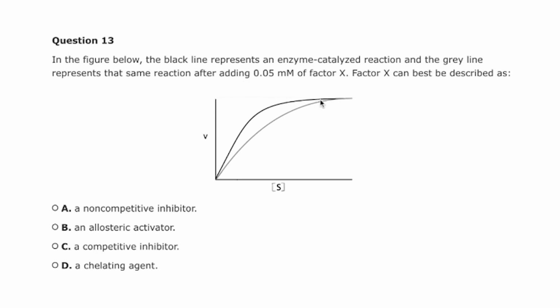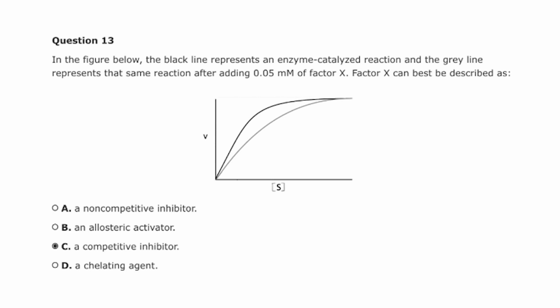Non-competitive inhibitor. I would cross that out because it's obviously competing for something because it's slowing the reaction down, I think. An allosteric activator, I don't necessarily know what that means. A competitive inhibitor, potentially, right? It looks like maybe competing because it's going slower, differently, something. Or a chelating agent. I'm just going to say, because it looks like it's going slower to me, I'm going to say competitive inhibitor and move on because I'm not really sure what the other words mean.